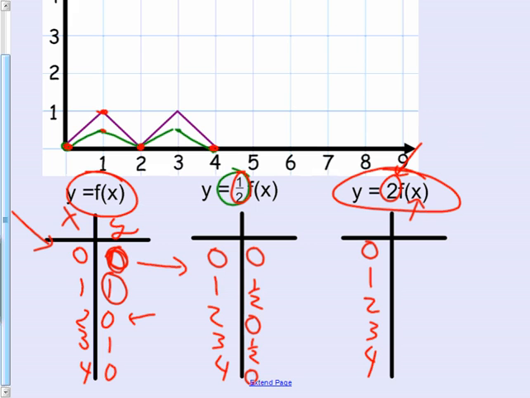So I take all of these numbers here, 0, 1, 0, 1, and 0, and I do what to them all? Double them. I make them twice as tall. So 0 doubled is still 0. 1 doubled, this one right here doubled turns into 2. 0 doubled is still 0. 1 doubled is 2. And 0 doubled is 0. There we go. Guess what happens when I graph those points?